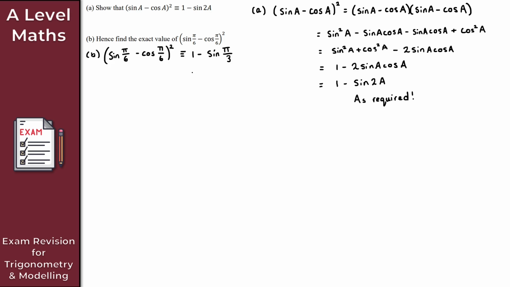Well, in that case then, what we get here is 1 minus root 3 over 2. So don't forget then, that we want to give the answer here as an exact value. So keep everything exact here as we go.